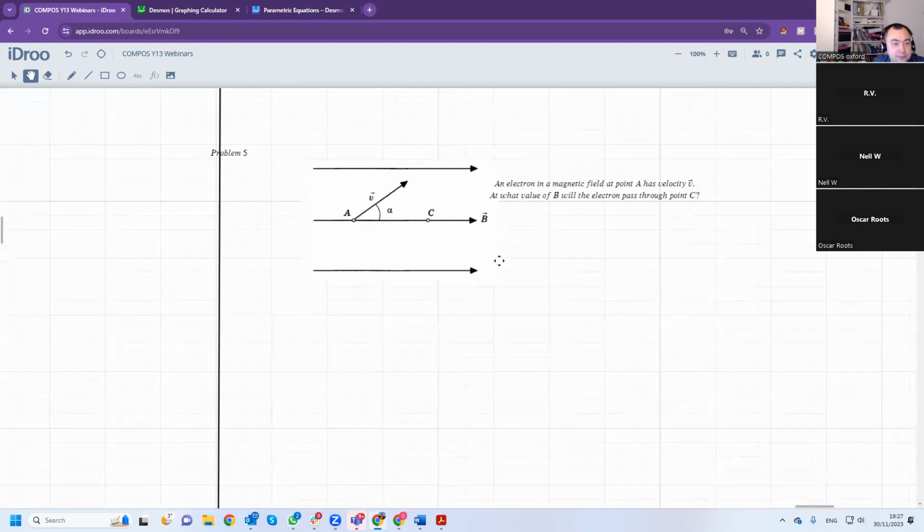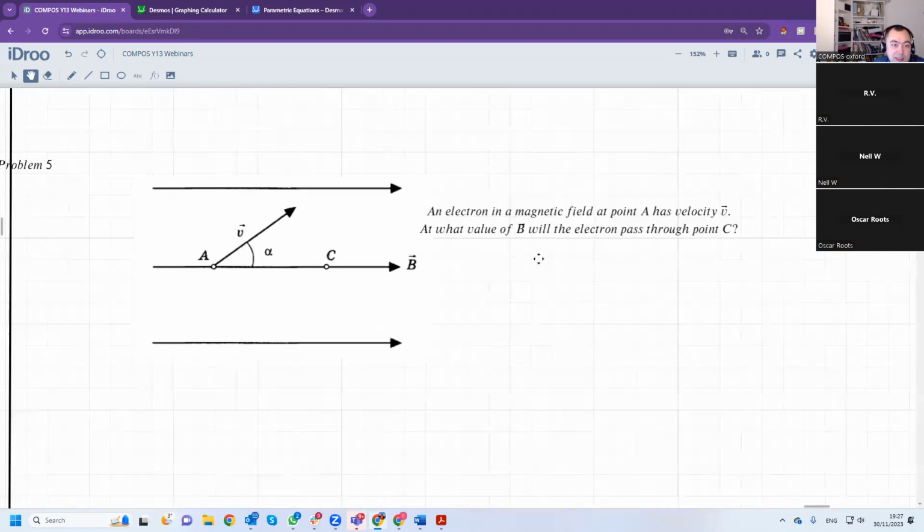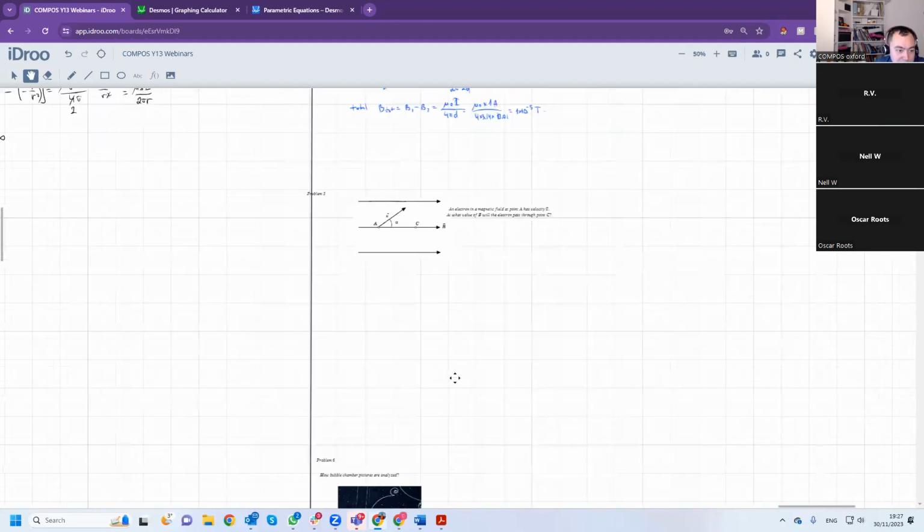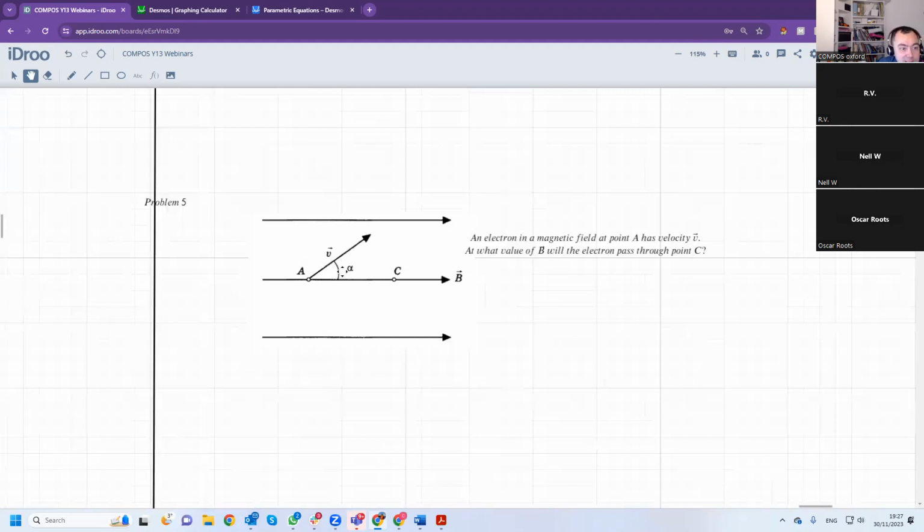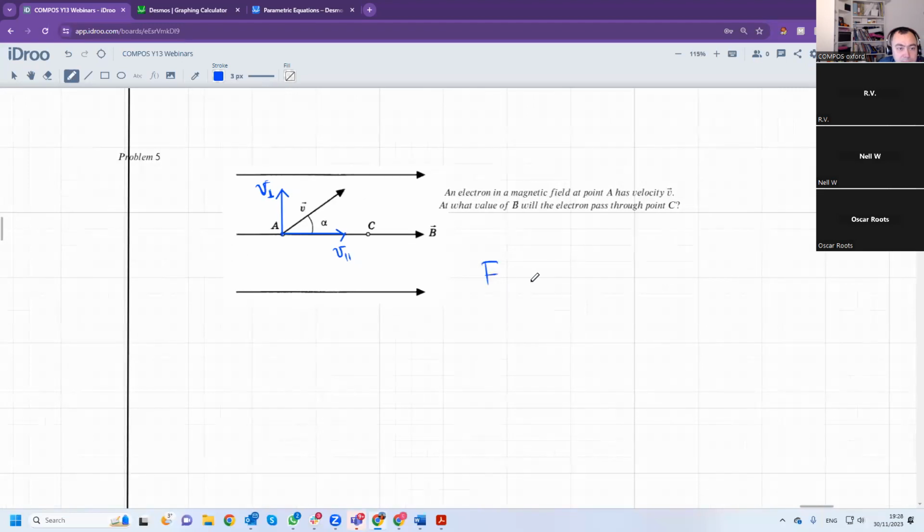Okay, problem 5. An electron in a magnetic field has a velocity v. What is the value of B so that the electron will pass through point C? I don't have time to do the whole question, but you can see that the electron has components along the field and perpendicular to the field. So you have V parallel and V perpendicular. You know that the force is equal to QV times B. But if the velocity is parallel to B, the force is zero. So the component of the force due to this one is zero.